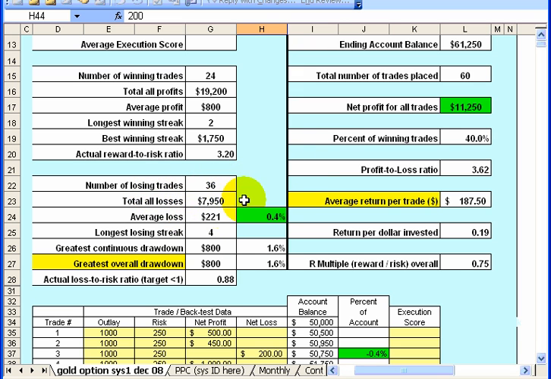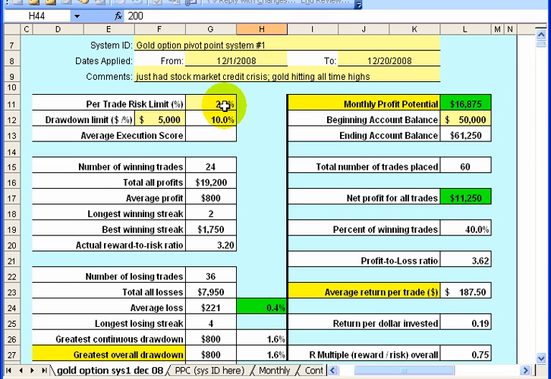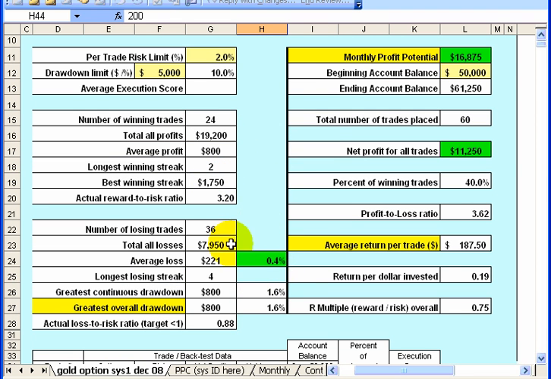There were 36 losing trades. Total of all losses was 79.50. The average loss, also, again, very important to know, and this right here will be green so long as it stays within your per trade risk limit. It goes red if your average trade is exceeding that. Very important information to know.